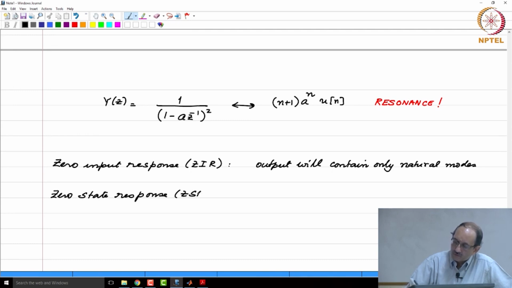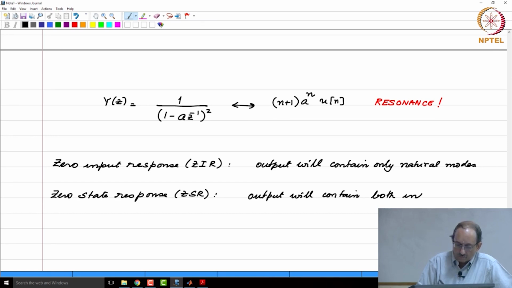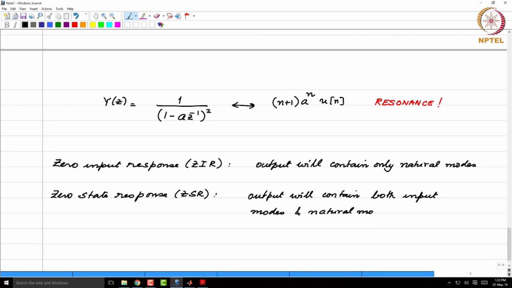So, this is abbreviated as ZSR. So, all the initial conditions have been zeroed out and then you are applying an input, and the output will contain what? Both input modes as well as natural modes. So, it will contain both input modes and natural modes.